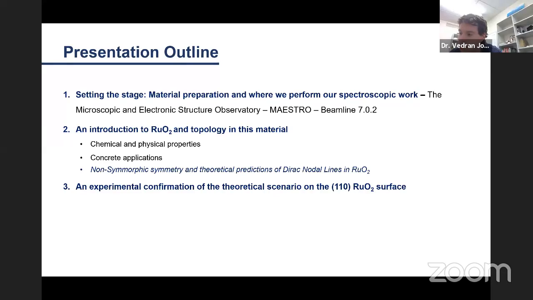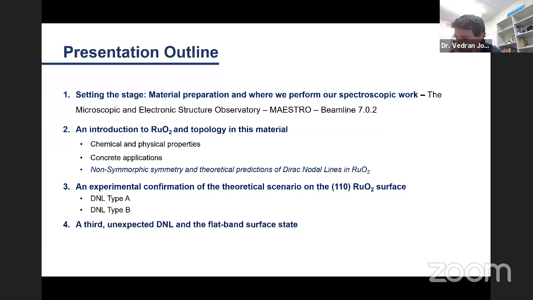We'll do this by first looking at DNLs of type A and type B. And then, even more fascinatingly, we will see in part 4 that we find striking evidence of a third type of Dirac nodal line along the XR direction of the Brillouin zone, which produces a continuous Dirac crossing at the Fermi level. We will see that this Dirac nodal line serves as an anchor line for this non-dispersive flat band surface state, which seems to be the analog of this theoretically predicted but experimentally elusive topological drumhead surface state.